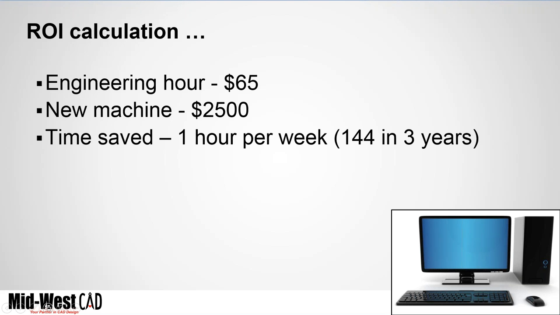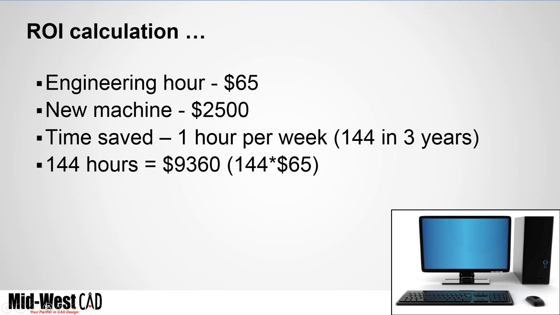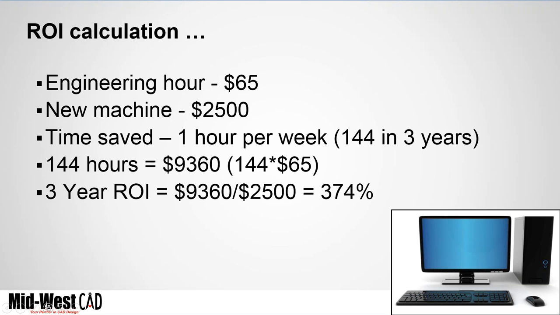Well, that would be 144 hours saved over a span of 3 years, which is $9,360 if you look at the engineering labor rate of $65 per hour. Now, it doesn't take too much to see that over a 3 year span, you're getting a 374% return on that new computer. Take this, put this in front of your engineering managers, drop it on their desk in spreadsheet form, and watch how much differently they think about requesting a new computer when you put things in dollars and cents terms.